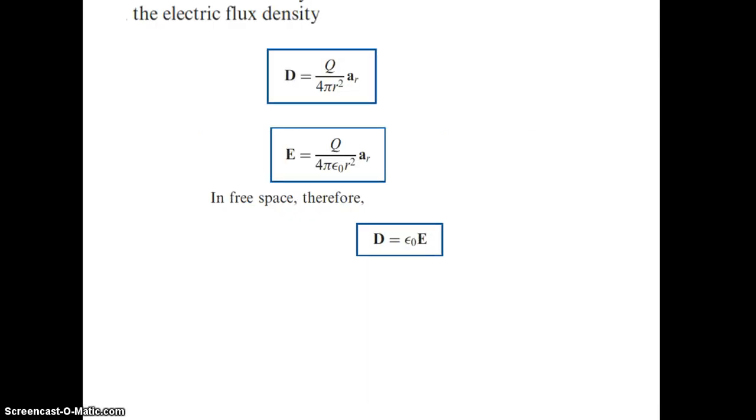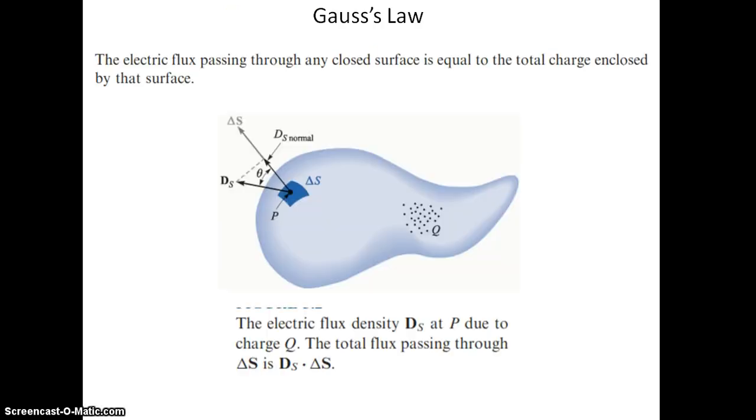So the flux density is flux per unit area. So that is D equal to Q by 4 pi R square aR. And already we saw that the electric field intensity is Q by 4 pi epsilon 0 R square aR. So the relation between flux density and the field intensity is D equal to epsilon 0 into E in free space. Okay, for other materials D equal to epsilon into E. So this is the relation between the flux density and the field intensity.